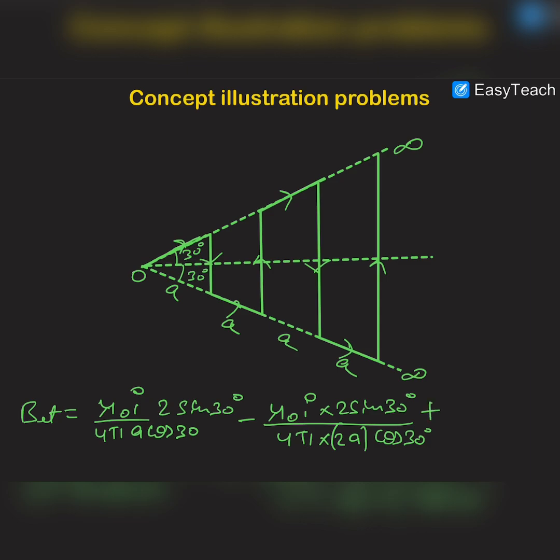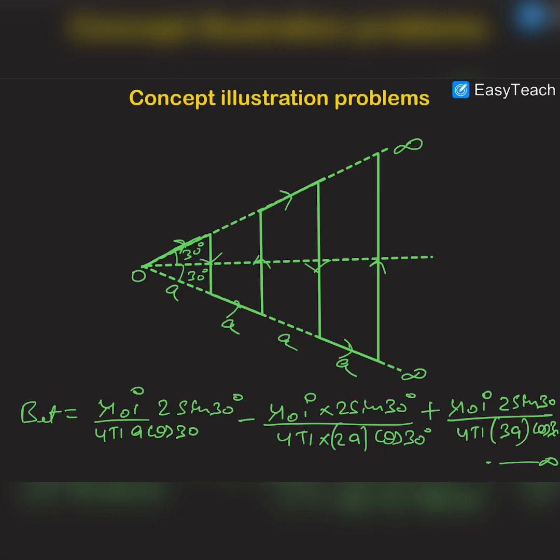And again the magnetic field due to this wire is inside the plane. The difference is 3A. So μ₀I into 2 sin 30 upon 4π into 3A into cos 30, and this goes to infinity.